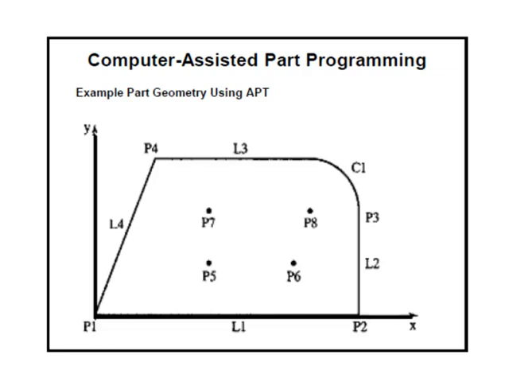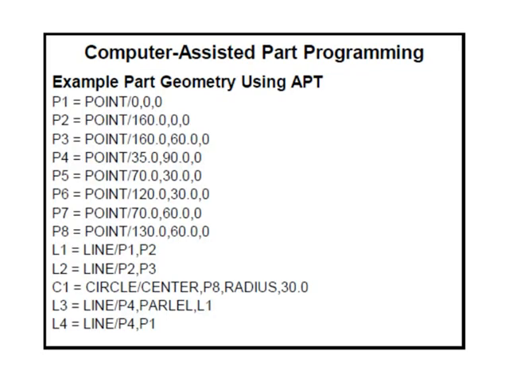Okay. First we will see how to write the part programming using the geometry statement. P1 is equal to point slash 0 comma 0 comma 0. It means point P1 is a geometry point, and on the x-axis it is at 0 location, on the y-axis it is at 0, and on the z-axis it is at 0. And the P2 point is at 160 on the x-axis, on the y-axis it is at 0, and on the z-axis it is at 0.